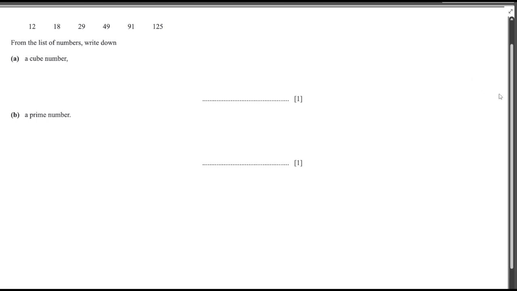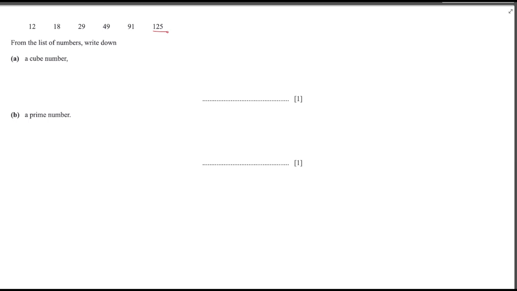Now here a few numbers are given: 12, 18, 29, 49, 91 and 125. From the list of numbers, write down a cube number. So 12 not a cube, 18 not a cube, 29 not a cube, 49 not a cube. So here I find this 125, which is cube of 5. And a prime number. So 12, 18, they are even numbers, so definitely not prime numbers. 29 does not come in any other number's table, so 29 is your prime number.